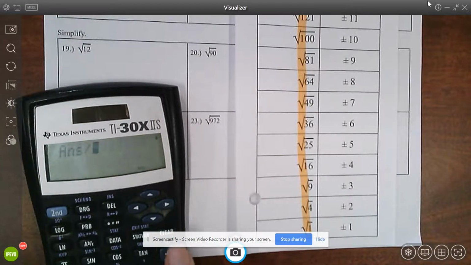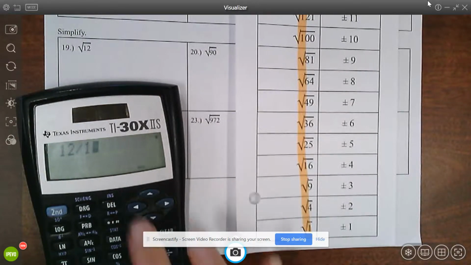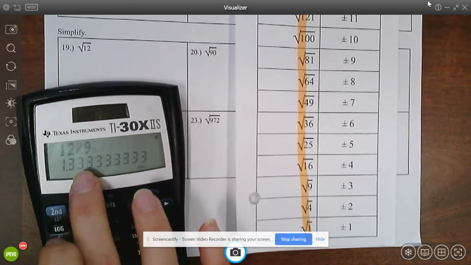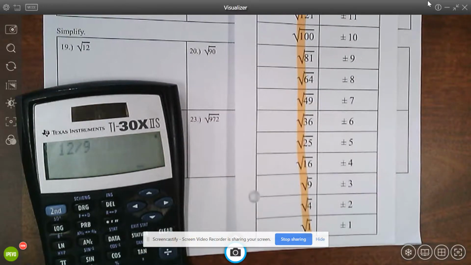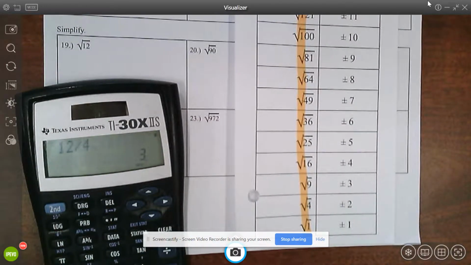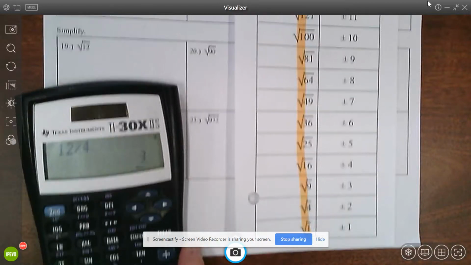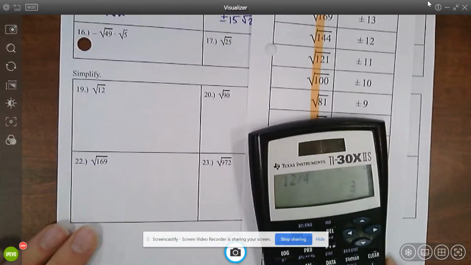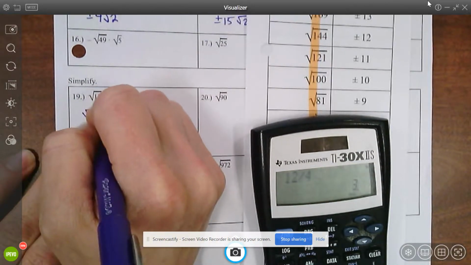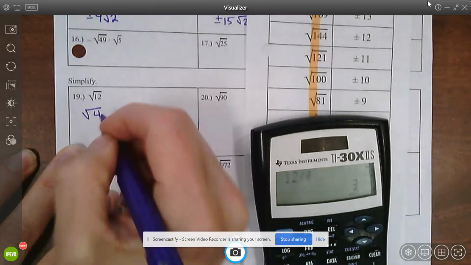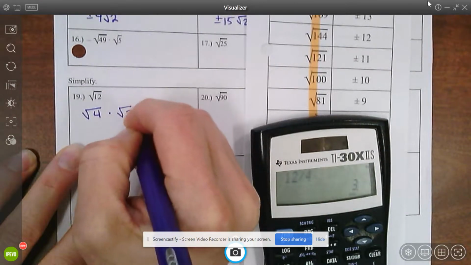So I'm going to do 12 divided by 9. That gives me a decimal, so that's not it. So now I'll try 12 divided by 4, and that works, and I'm left over with 3. So on my paper, I'm going to write the square root of 4, because that was my largest perfect square, times the square root of 3.